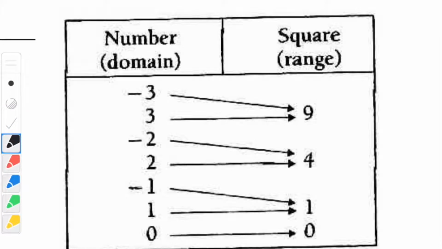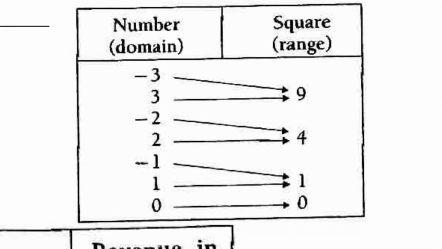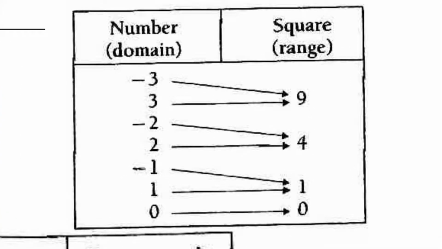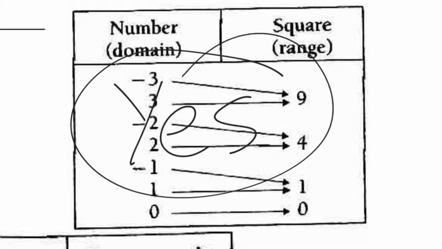The question is, does any one input have more than one output? Well, check this out. If I say -3, then you can say 9. If I say +3, then you can still say 9. And it's actually relatively predictable. -2 goes to 4 every time. It doesn't go to anything else. So yes, this is a function. Is it a function? Yes.